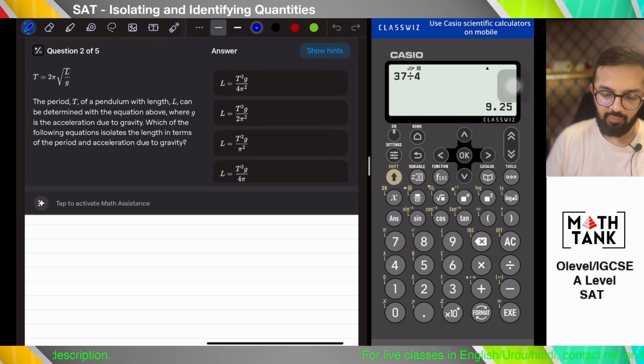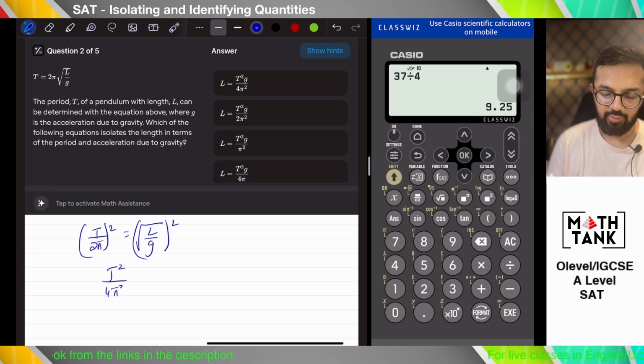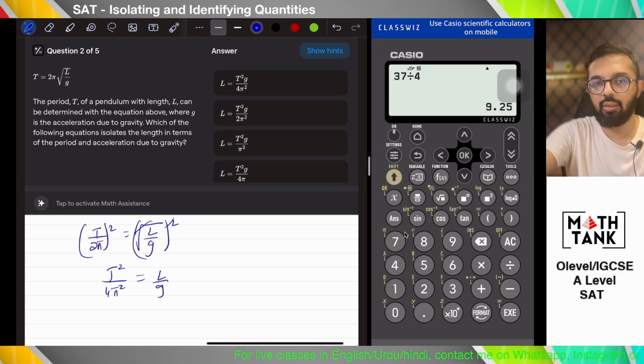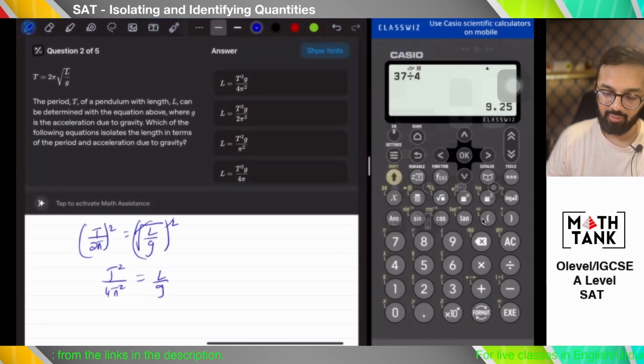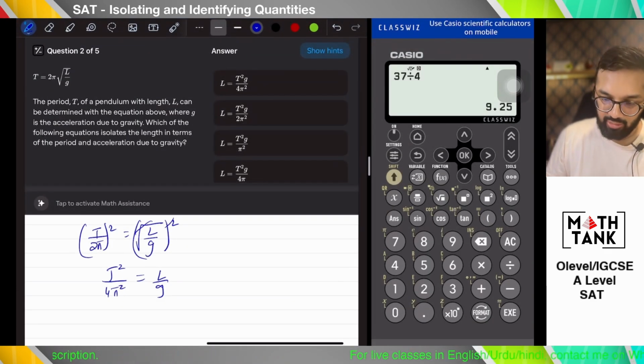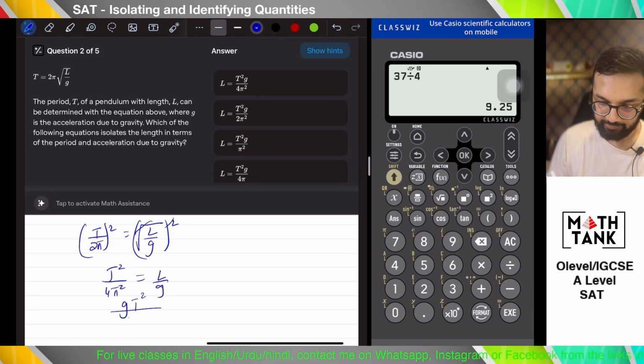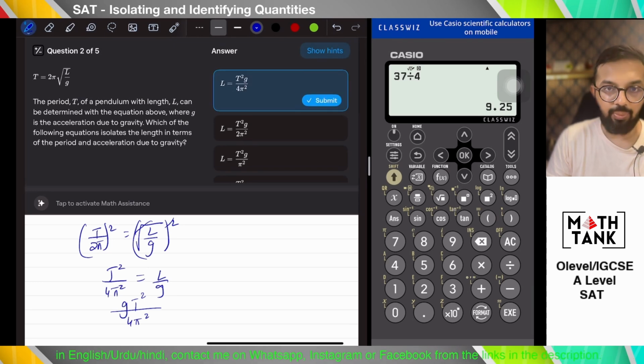Okay. Which of the following equations isolates the length in terms of the period and acceleration due to gravity? So T over 2 pi equals root L over g, square both sides. Okay, L over g, and L then becomes the subject. So I think that one works.